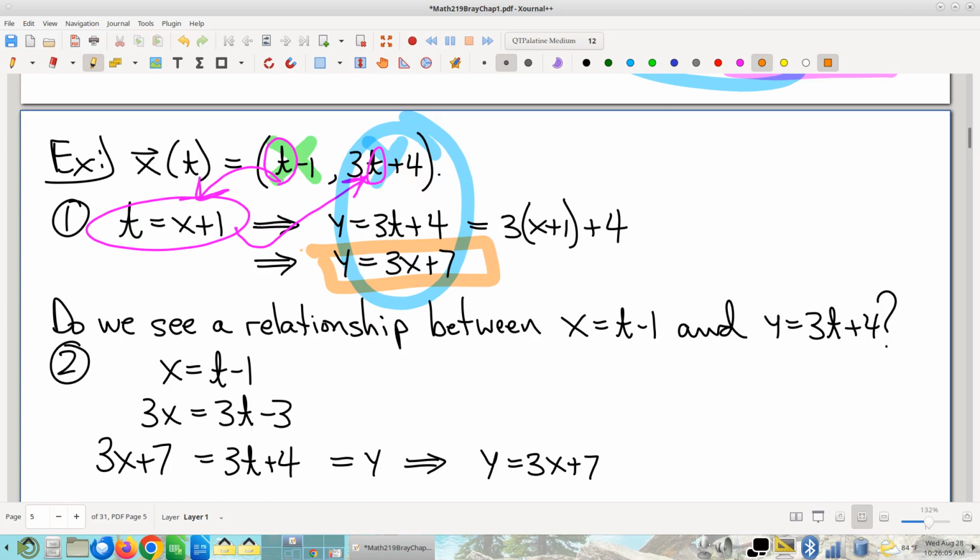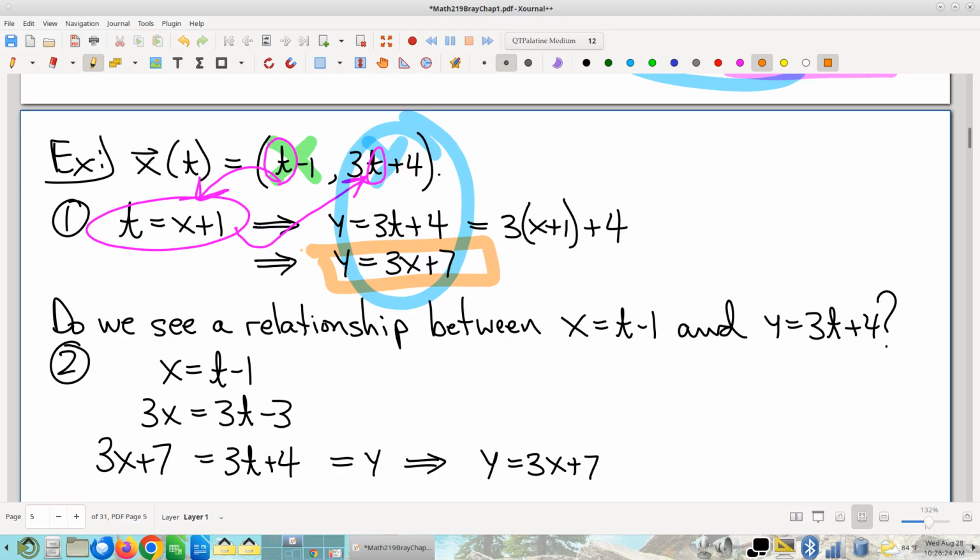Again, you solve for t in the first, plug it into the second. Out pops familiar algebra. This is an equation for whatever our curve is. And then the Algebra 1 memories from high school kick in, and we're like, oh yeah, that's the equation of a line. Is that cool?